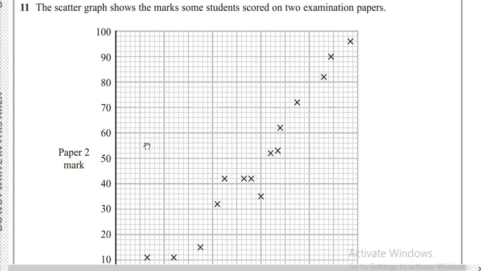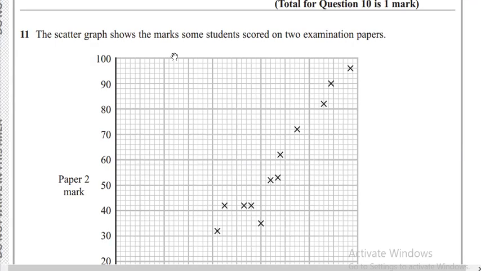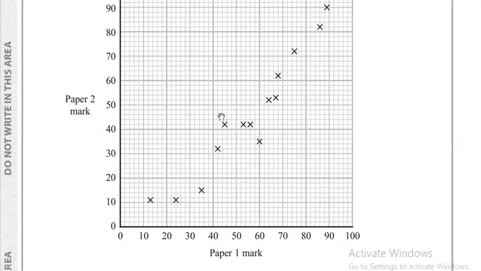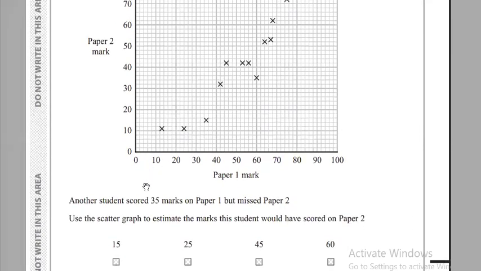Question 11. The scatter graph shows the marks some students scored on 2 examination papers. So we have 2 examination papers here. Let's see. We have paper 1 and paper 2. Let's zoom out a little bit so we know the idea of the question. Another student scored 35 marks on paper 1, but missed paper 2. Use the scatter graph to estimate the marks the student would have scored on paper 2.